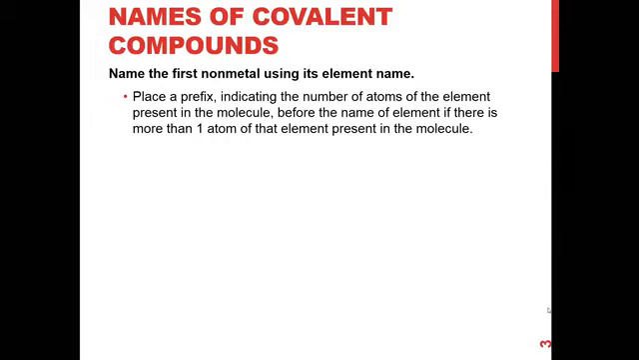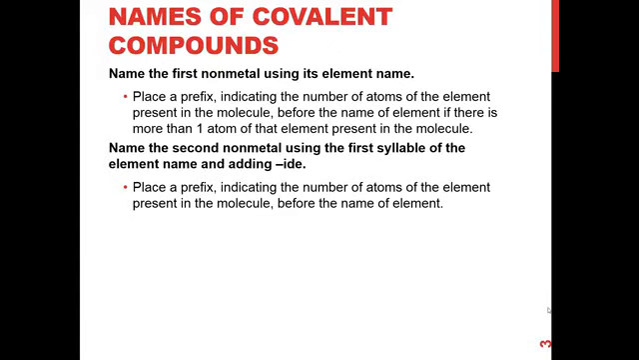When we talk about writing the names of covalent compounds, you name the first nonmetal in the compound using its element's name. If there is more than one of that particular element in the compound formula, then you're going to place a prefix in front of the element name to indicate the number of that element present. We'll look at what those prefixes are in just a moment.